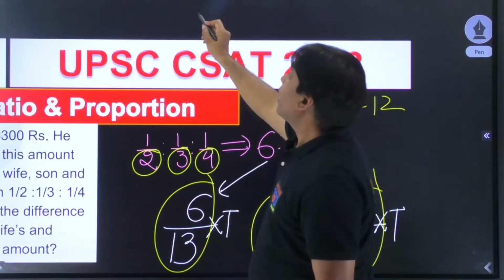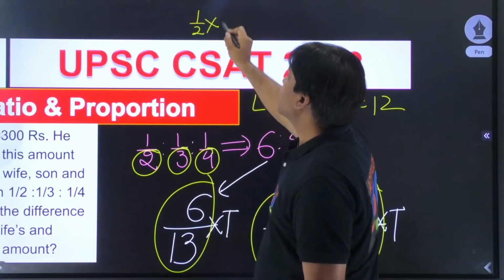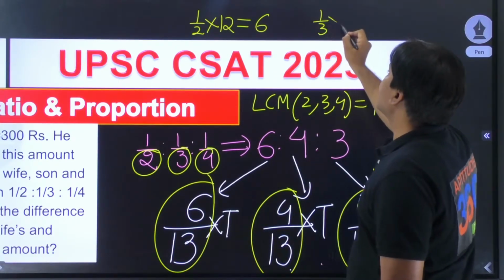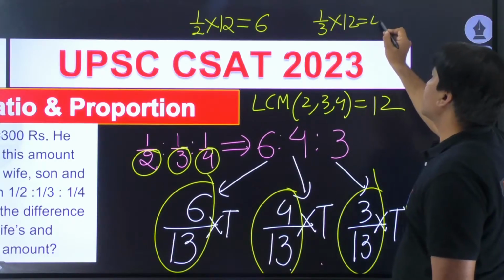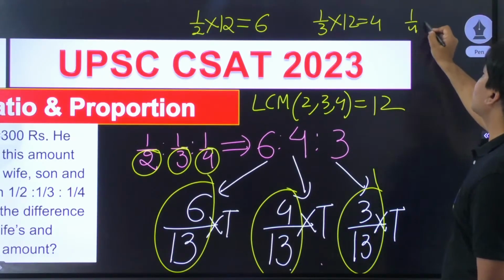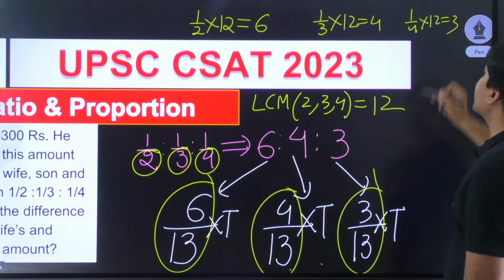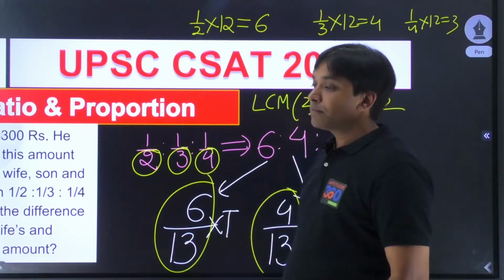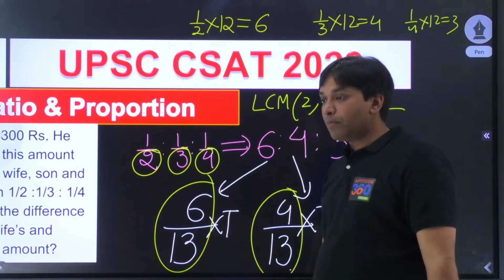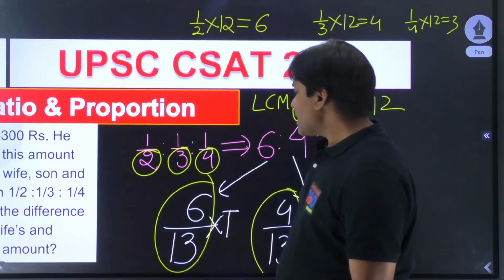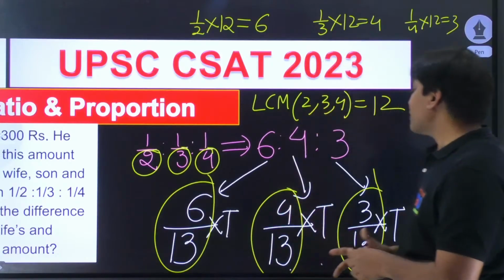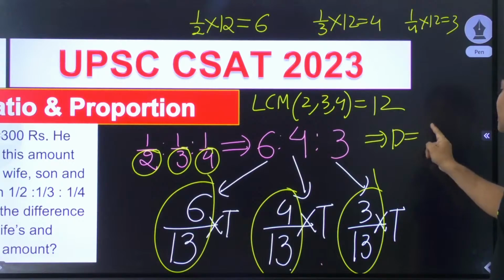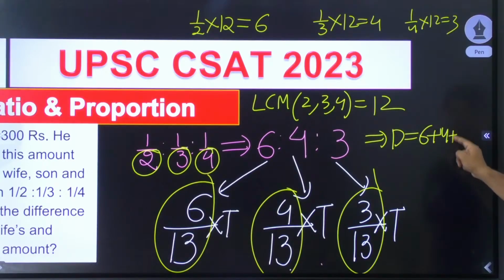So 1/2 into 12, that gives you 6. 1/3 into 12, that gives you 4. 1/4 into 12, that gives you 3. Are you getting this? 6, 4 and 3. Prisha? Yes, Sandarbh. We should not take 12 as a denominator. Denominator 12 क्यों नहीं होगा? Denominator is going to be 6 plus 4 plus 3, which is 13.